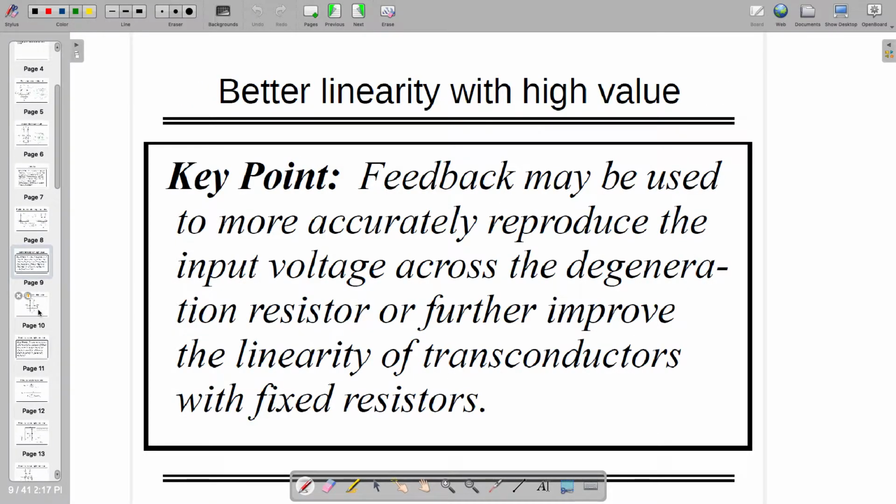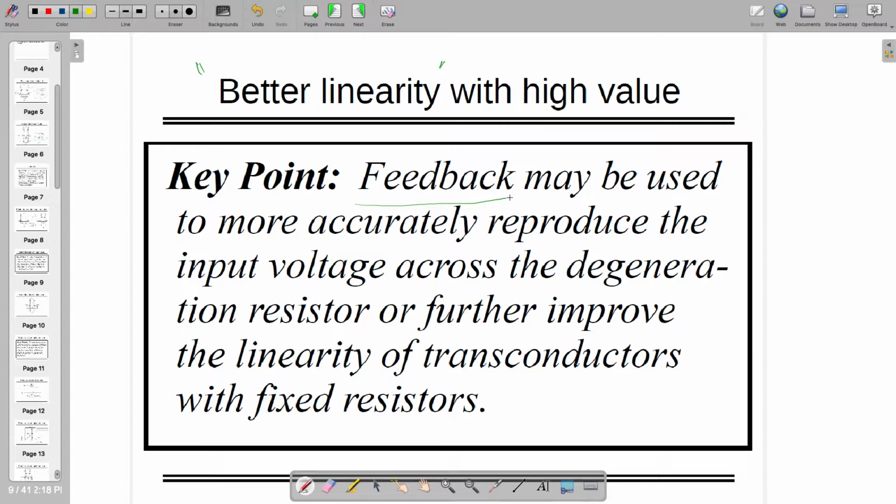So one more better thing is, if you want better linearity with high value, you need to make the feedback more accurately reproduce the input voltage across the degeneration resistor, or further improve the linearity for transconductors with fixed resistors.